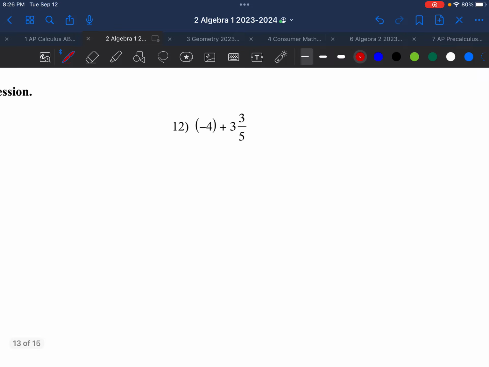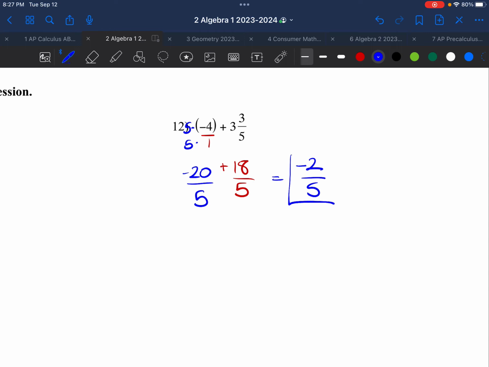All right, in number 12, I don't have like denominators, and I have mixed fractions, so that makes my life kind of tricky. First, I'm going to multiply 3 times 5 to get 15, 16, 17, 18. I have 18 fifths, and I'm going to put the plus sign up top, and I need to make this something over 5, because right now it's technically over 1, so I'm going to multiply this one by 5, and multiply by 5. 5 times negative 4 is a negative 20. And 5 times 1 is 5. All right, now I have like denominators, and I can just add and subtract the tops. Negative 20 and 18 makes a negative 2. So I get negative 2 over 5 for my final answer.